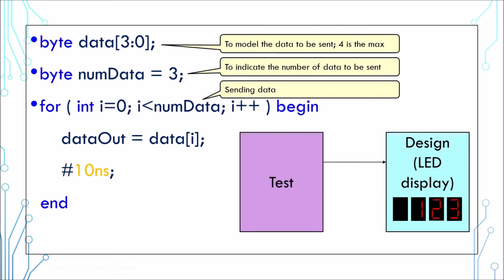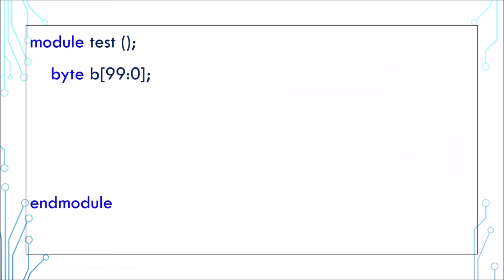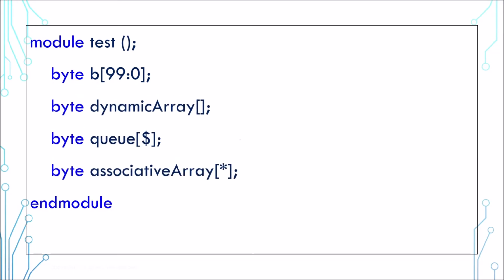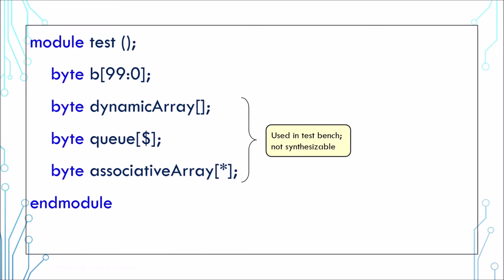Variable-sized arrays can resolve this problem. In SystemVerilog, there are 3 variable-sized arrays: dynamic array, queue, and associative array. All of these are non-synthesizable, they are only used in the testbench. Now let's dig a little deeper into each type of array.